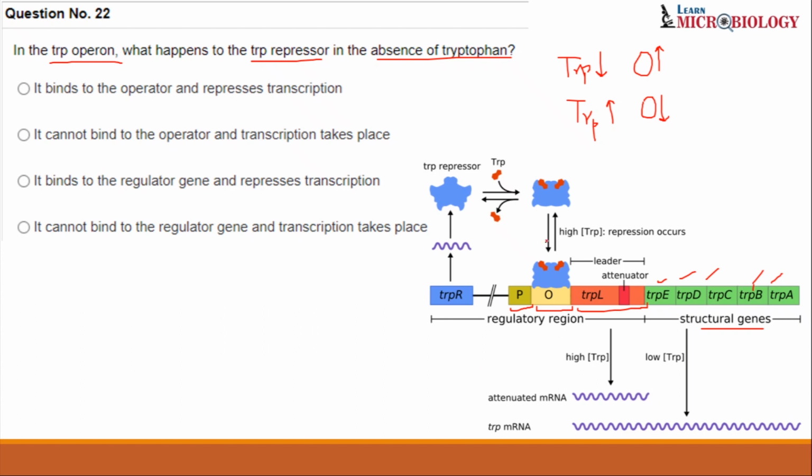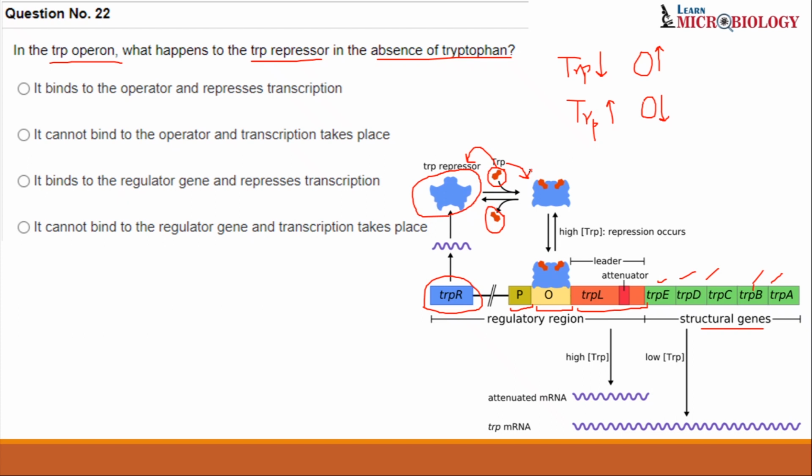Now let me check this repressor. The repressor is this blue one, and it is synthesized by a gene called TRPR, which is somewhere upstream of the TRP operon. So it is not a part of the TRP operon. This gene will synthesize a gene product which will be properly folded to form your TRP repressor. Students, have a look at the structure of this TRP repressor. It is always in off mode, or inactive. But when there is tryptophan in the cell and tryptophan molecules bind to the repressor, the repressor becomes active.